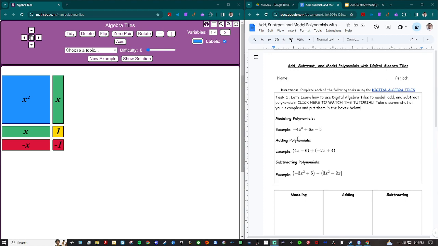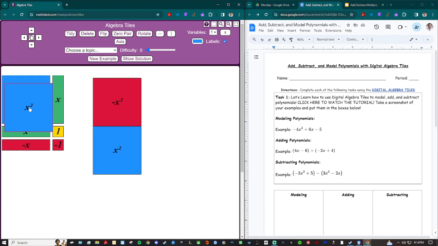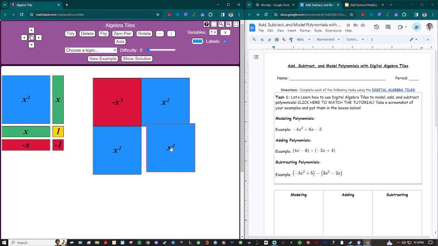So our first example is to model the polynomial negative 4x squared plus 6x minus 5. So the first thing I want to do is make sure I get all of my x squareds. Now you'll notice I have a big block that's x squared. I need it to be negative. So if I click on this and flip it, now we have a negative x squared. So this is only one of them. We're going to need 4 more. So I'm going to grab 4 more negative x squareds, and I'm going to make sure I flip them. Okay, so this is my negative 4x squared.